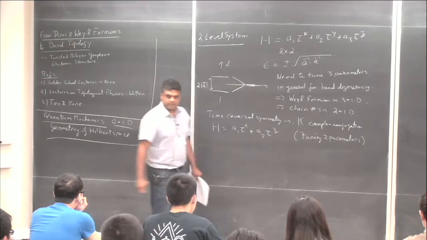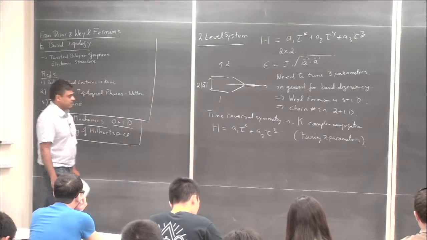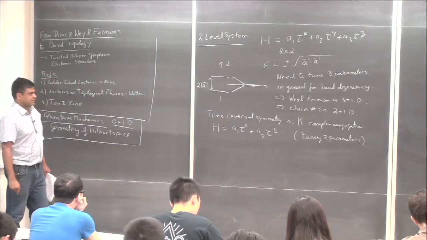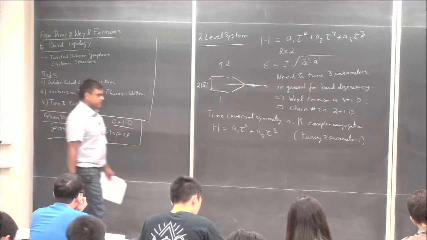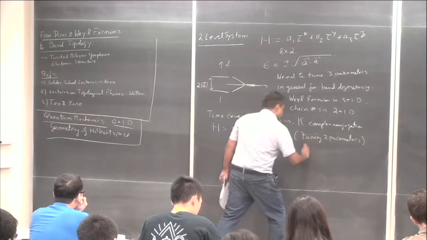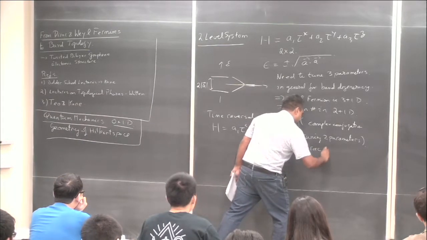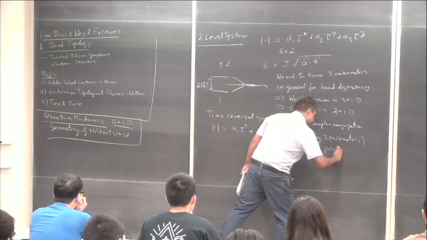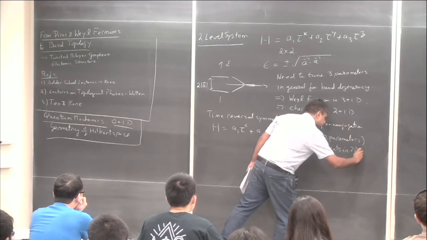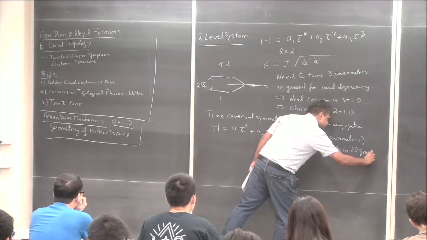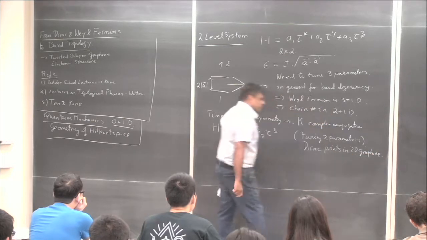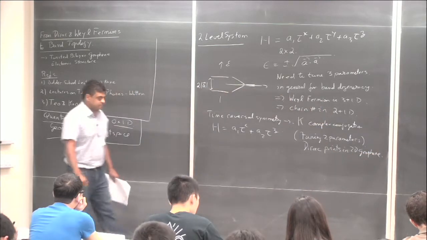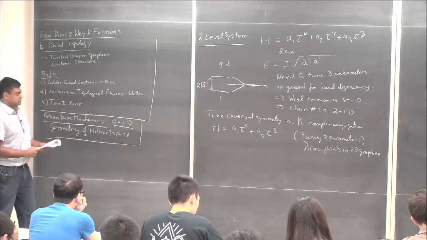Yeah, or you can get a band touching if you like. If you have this symmetry, you could get this band touching in a two-dimensional system. And this is actually related to the Dirac points in graphene. Okay, so you have two parameters, kx and ky. You can tune them in order to get a degeneracy.